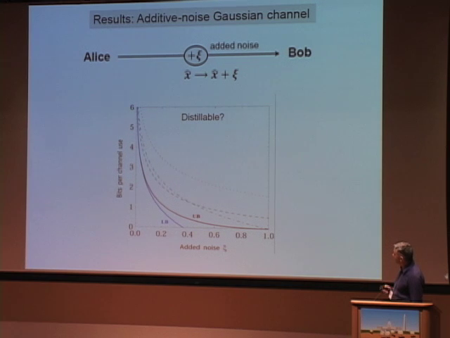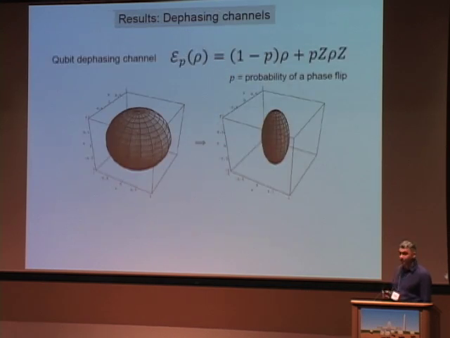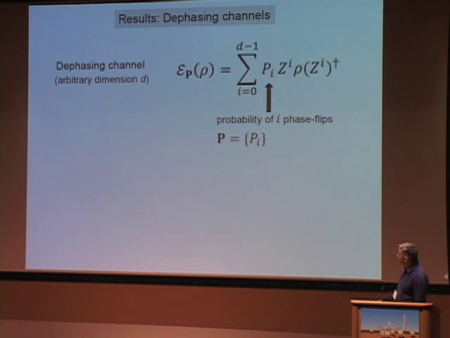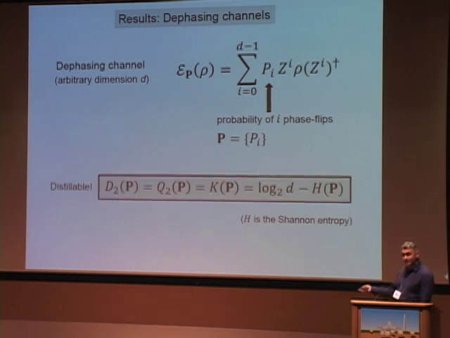Okay, now the results for discrete variable channels. If you have the dephasing channel, the qubit dephasing channel, your Bloch sphere is basically squeezed in one direction with some probability P. What you get is that it's distillable, and the two-way capacity is a simple function of the probability of the dephasing. This can be generalized to qudits.